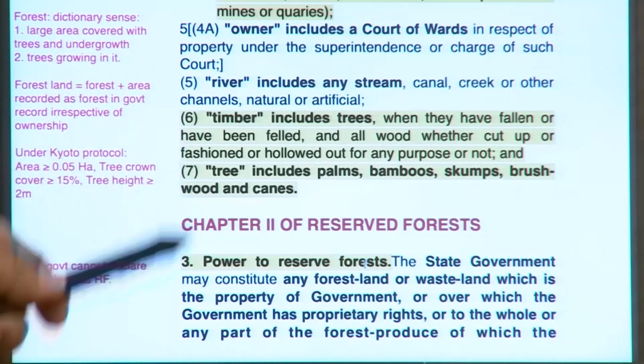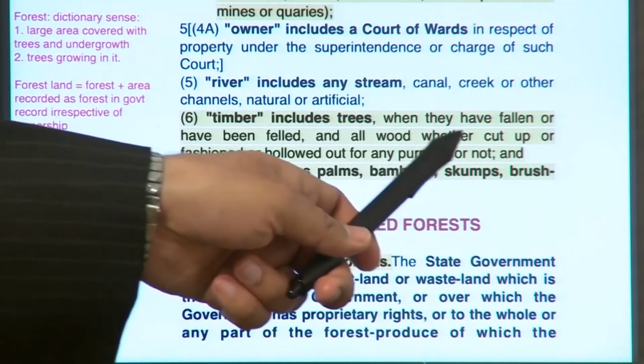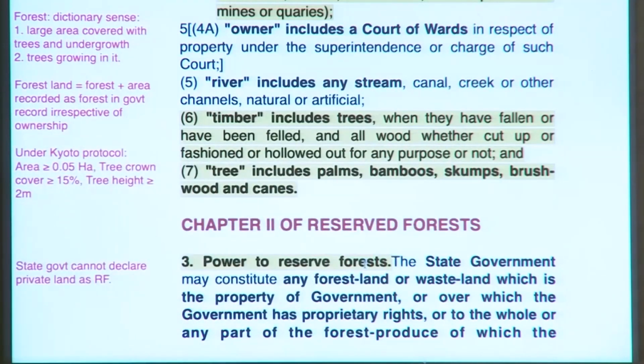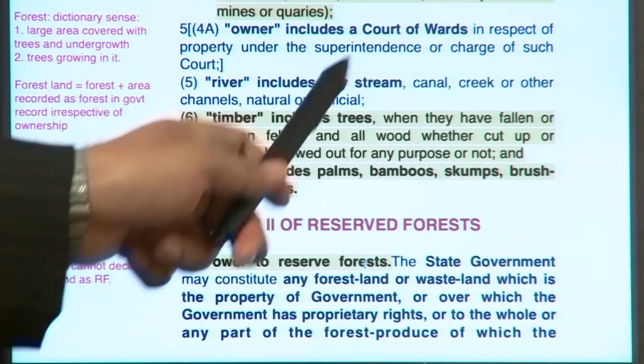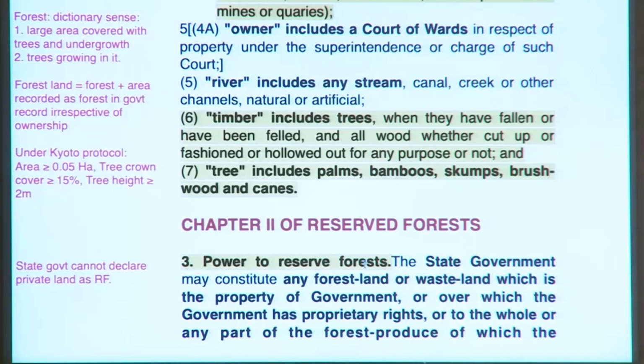What is a tree? Now, tree includes palm, bamboo, stumps, brushwood, canes. Later on, with an amendment, bamboo was taken out of this list. So, bamboo is now no longer considered to be a tree. Now, what are the powers of the government?